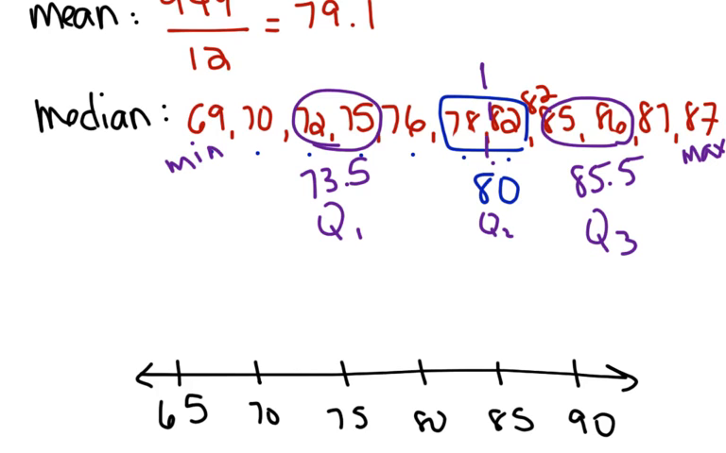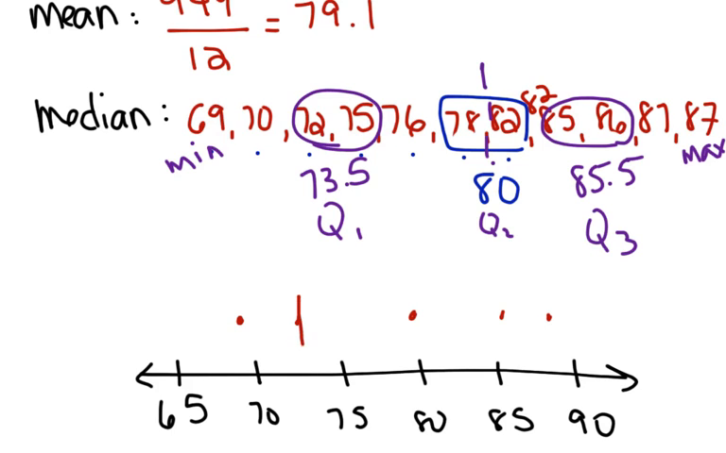Okay, now I'm going to draw this. So I'm going to start with the minimum, which is at 69. So it's about here, right before 70. Quartile 1 is at about 73.5. The median is at 80. Quartile 3 is about 85.5. And the max is at 87. You should have 5 dots, all on the same horizontal line, above your number line, not on your number line.